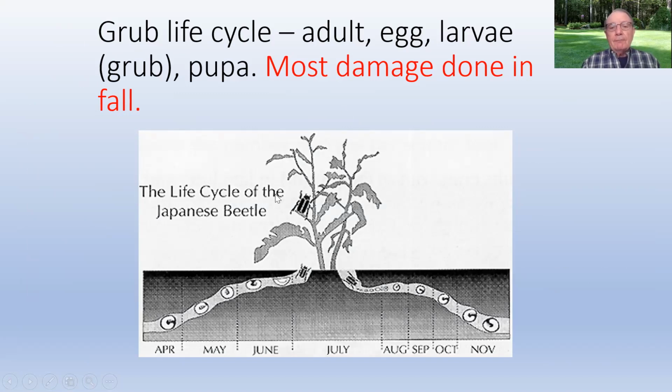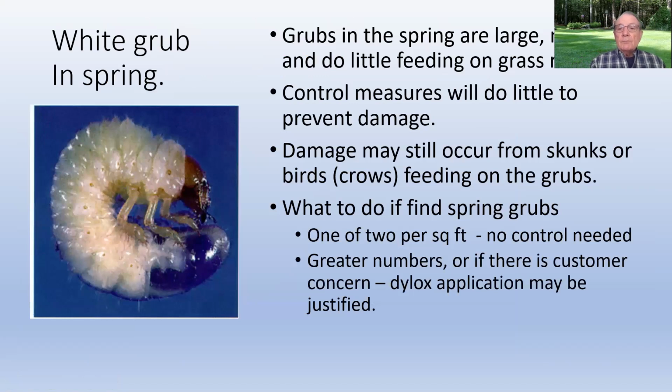But those beetle adults, after feeding on flowers and on plants, particularly such as roses, will then drop back down to the grass and lay eggs in July and throughout the month of August. Those eggs then will germinate into grubs in September and October, and that is when most of the damage to grasses is going to take place in our customers' lawns. So grubs in the spring are large, but you've got to remind customers they generally do not do any feeding on grasses at this time of the year.